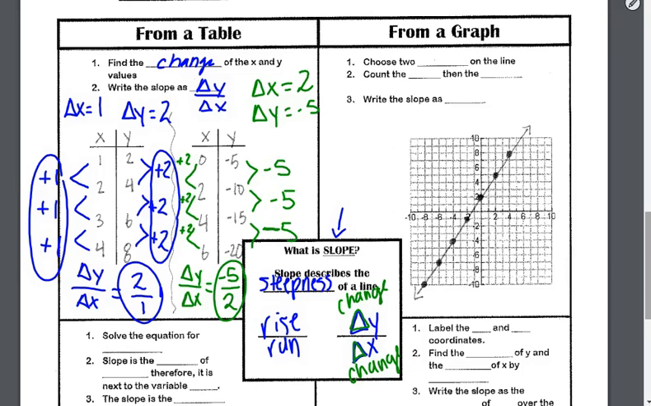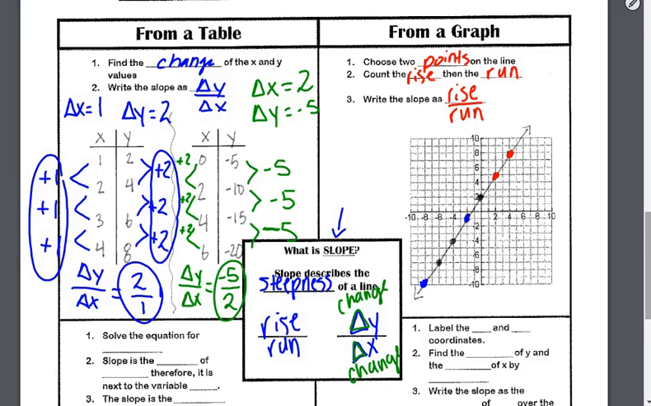Finding a slope from a graph. We choose 2 points on the line, count the rise, then the run, and then write the slope as rise over run. So, if we look at our graph, first we're going to choose 2 points. It doesn't matter which 2 points you choose. I'm going to choose this point and this point. I would recommend choosing 2 points that are right next to each other. Don't choose like this point and then this point where there's a bunch of points in between. Choose 2 points that are right next to each other.